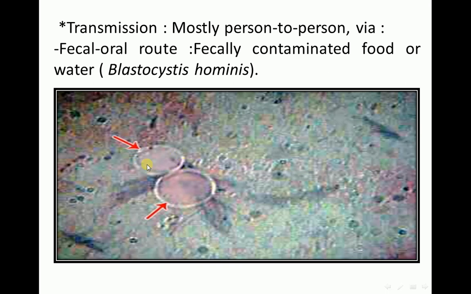We can see this parasite in its vacuolar form, consisting of a large vacuole that takes about 90% of the whole size of the cell, and the other 10% of the cell contains peripheral cytoplasm with peripheral nuclei, from 2 to 4 peripheral nuclei.